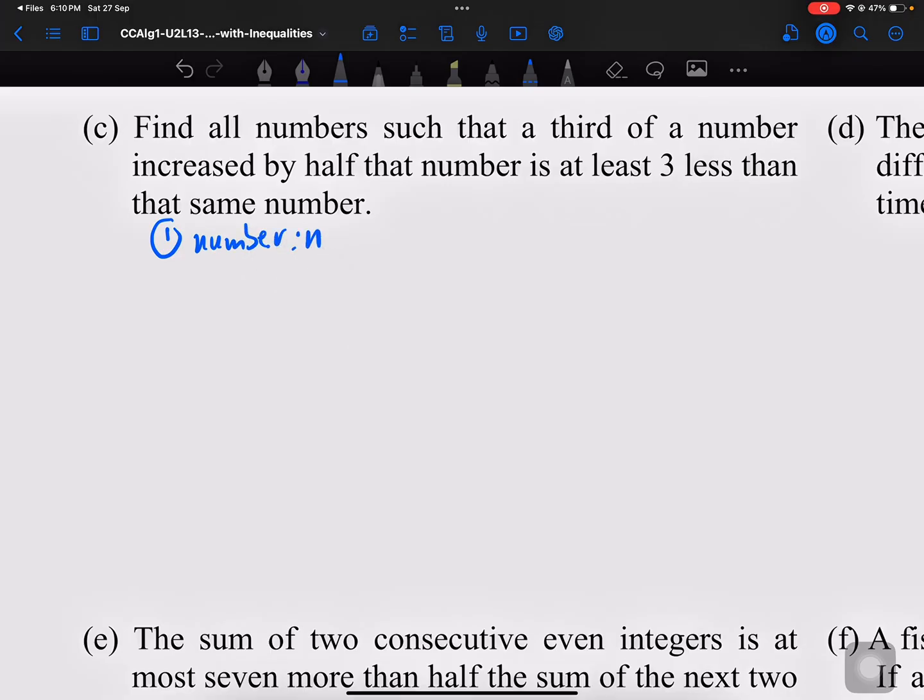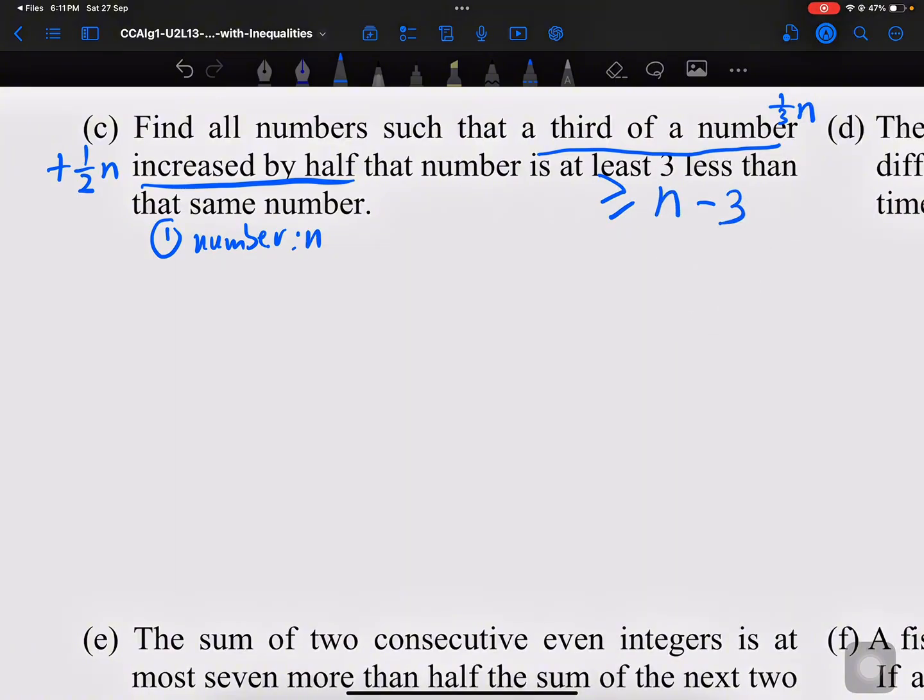So third step is translate each phrase. Well, a third of a number, meaning 1/3 n. Increase by half, meaning I will add plus 1/2 n. At least, I will use larger than or equal to. 3 less than that same number, so meaning n minus 3.